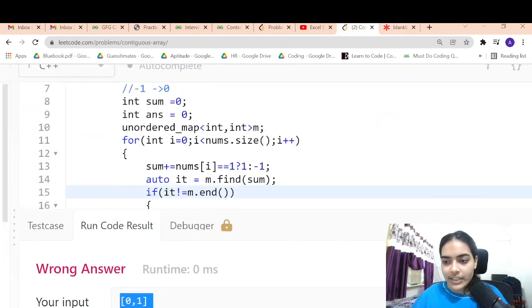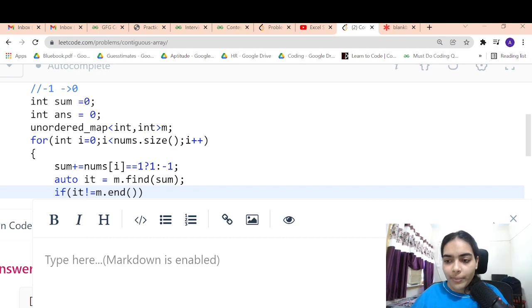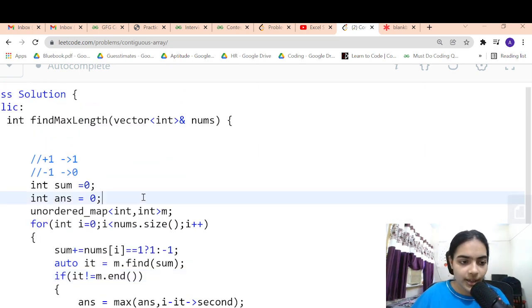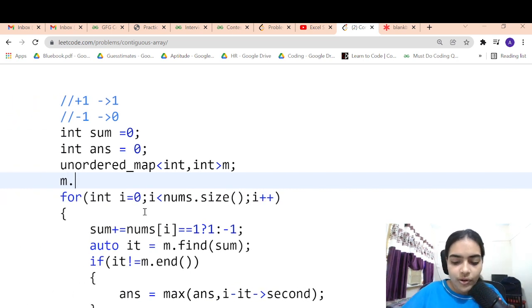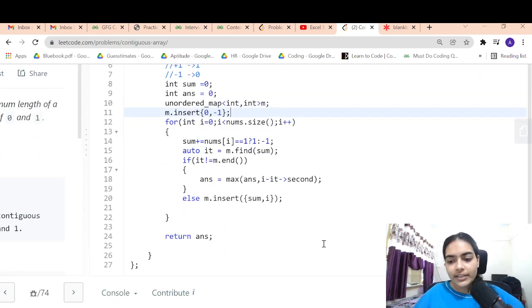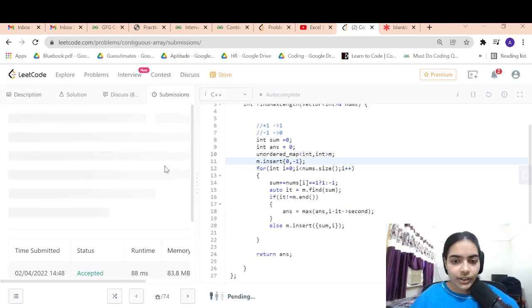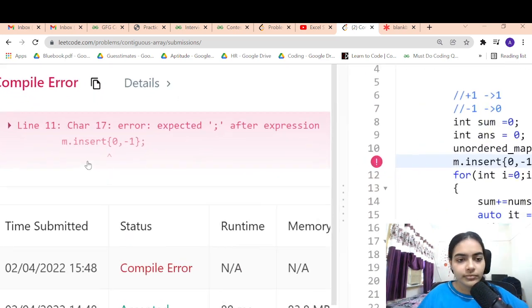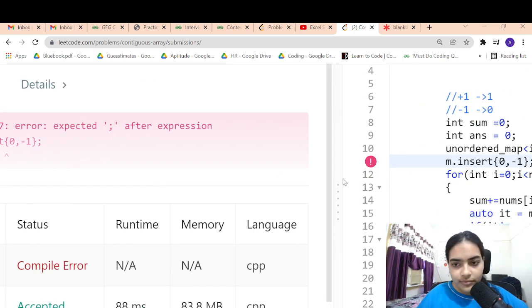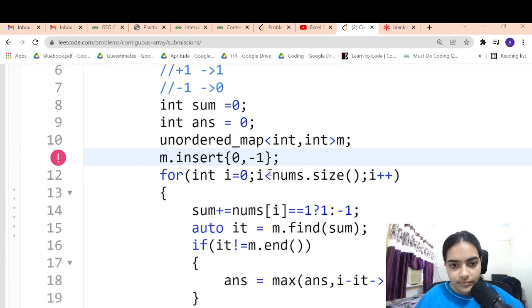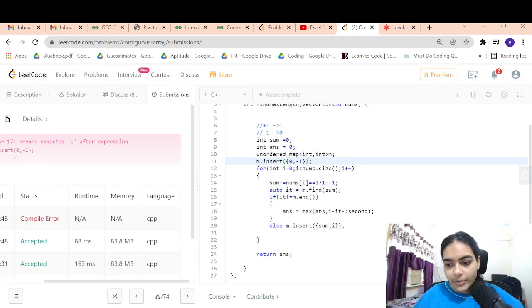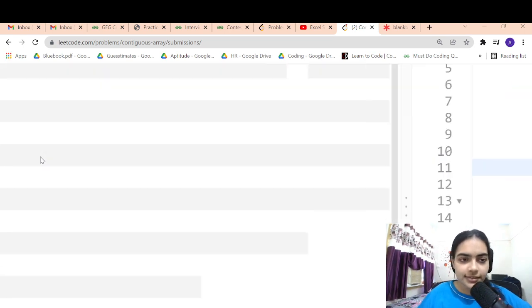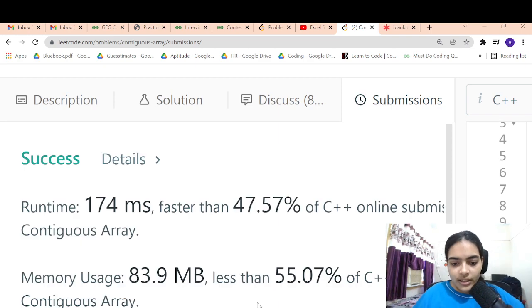So for these cases you also need to give a 0 at the -1st index. Okay, that is also very important. So m.insert 0, consider it at the -1st index. Okay, that's it. Now let's submit and see, it should work. Okay, I should give a bracket. Let's submit again and see, it should work. That's it. Thank you.